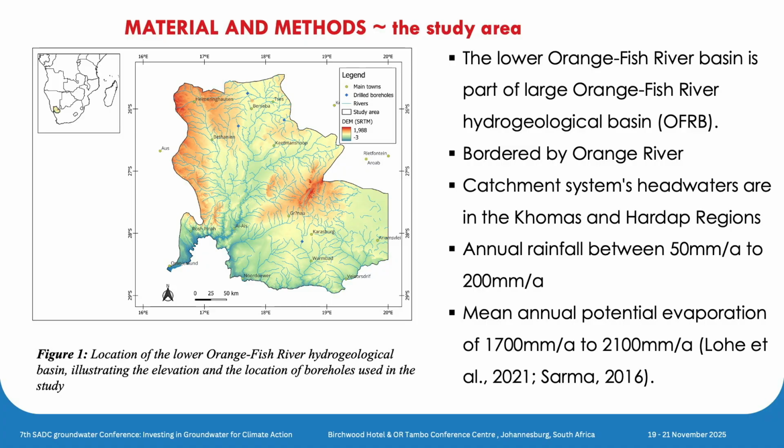The study area, as we can see, is up where the higher land is, where most of the recharge comes from, towards the south. Its annual rainfall is between 50 and 200 millimetres, and it is also one of the areas with a higher mean annual potential evaporation.